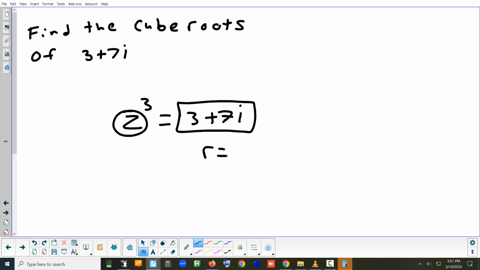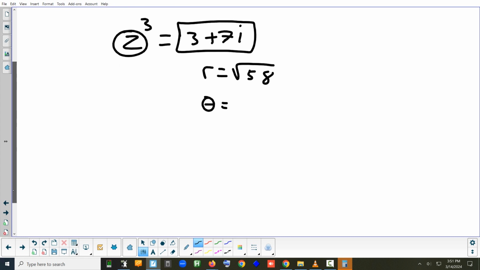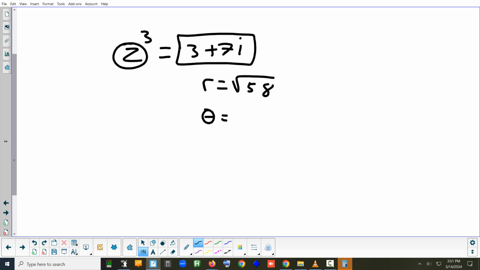So the radius is going to be the square root of what number? Would it be 7/3? So you got to use Pythagorean theorem to find that hypotenuse. Square root of 58. Yep. So the radius is the square root of 58. And what quadrant are you in? The first one. What's your formula for theta in quadrant 1? Opposite over adjacent.